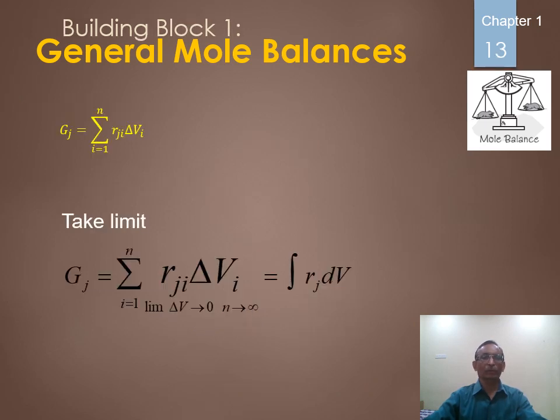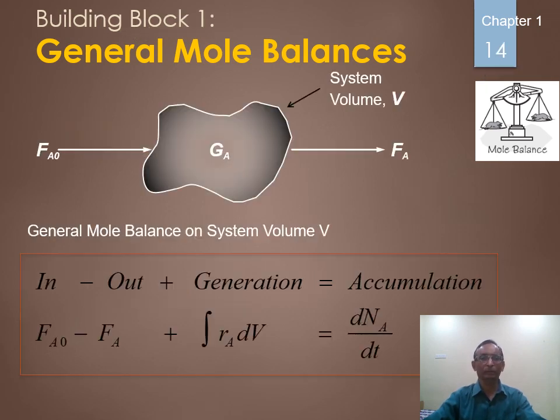So Gj equals the summation of Rji delta Vi in the respective volumes, with i equal to 1 to n, whatever the number of volumes available, V1, V2, V3. Then taking the limit, you get the integral of Rj into dV. If the volume is constant, you get Gj equal to Rj into V. If the volume varies, you have to integrate within the particular limits. This value you are going to substitute in the general mole balance equation.